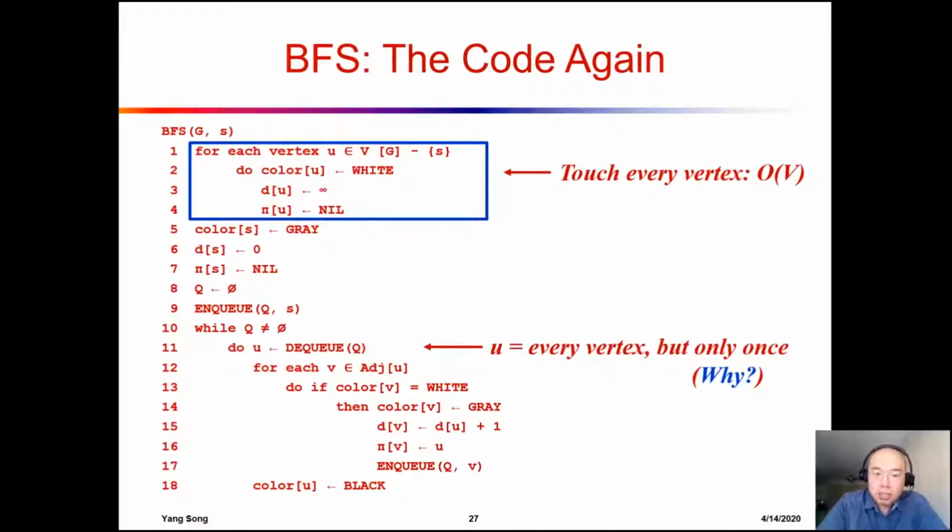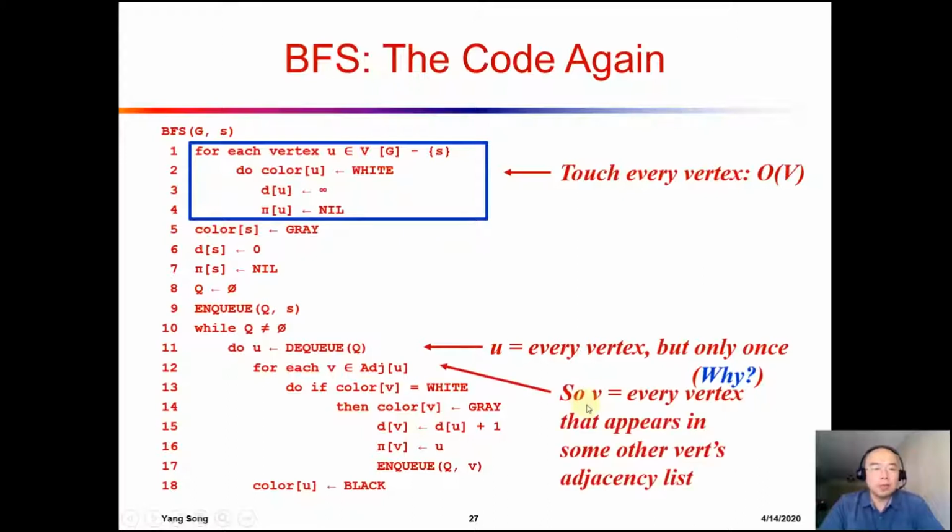Is that right? Because we are only touching the white nodes, and when we explore a new white node, we enqueue that and we color that to be gray. But if we see another black node, this means the black node has already been touched, it has already been explored, we don't want to enqueue that again. So that's the reason I'm arguing that for the u, we will use the u to visit all the vertices, and for each of the vertices we will only visit that once. Okay, so the next one, how about the v?